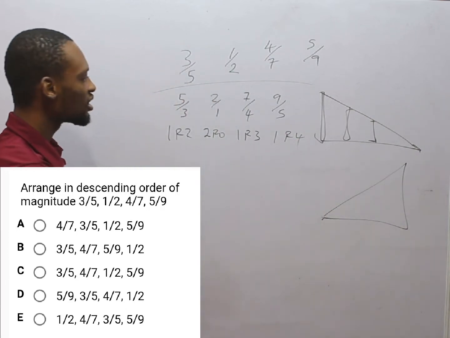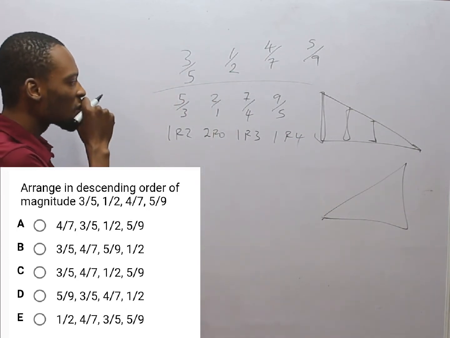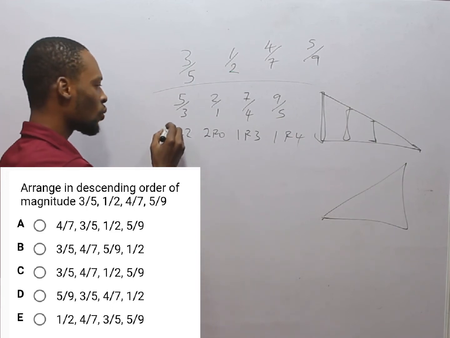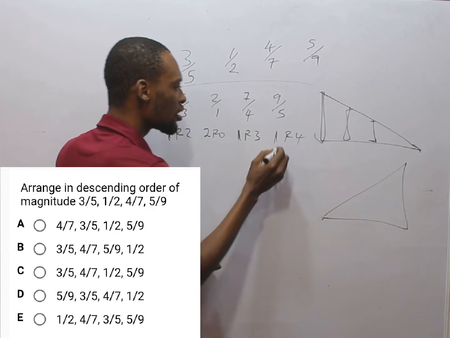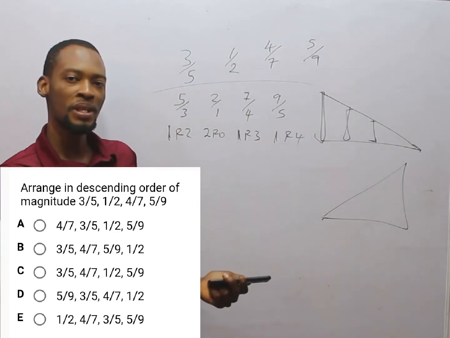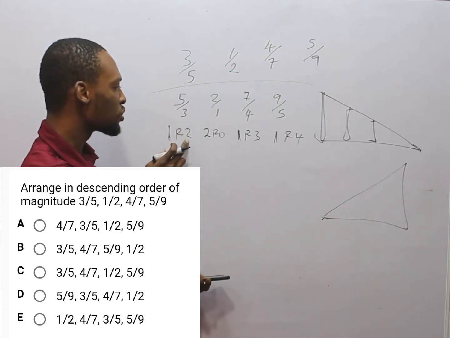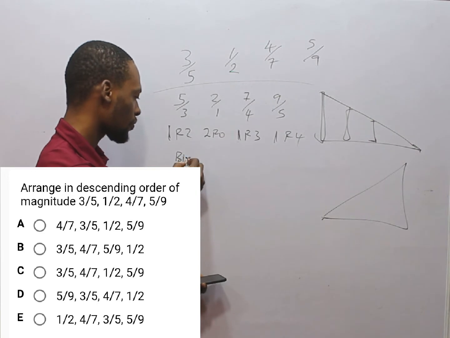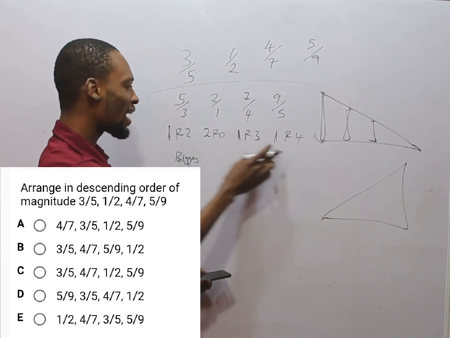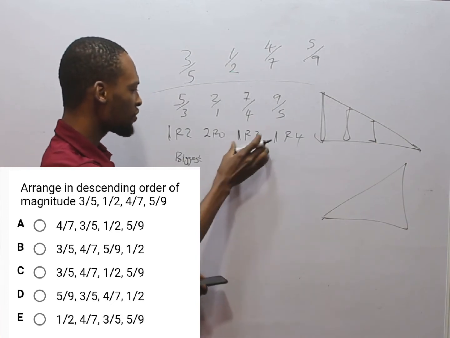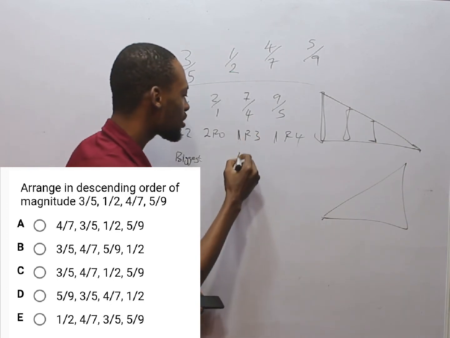Having done that, you ask yourself, which of the numbers is smallest? The smallest numbers are 1, 1, 1. So out of these smallest numbers, which one gives you the smallest remainder? This gives you remainder 2. It gives you the smallest remainder, so this is the biggest, followed by what? This gives you the next biggest remainder, so this is the next biggest.